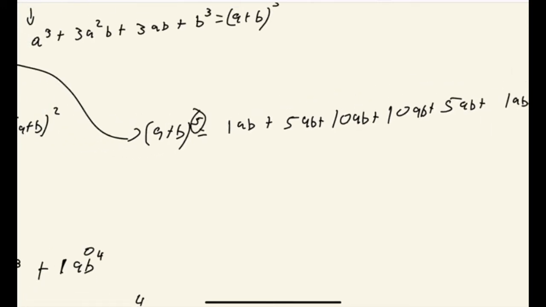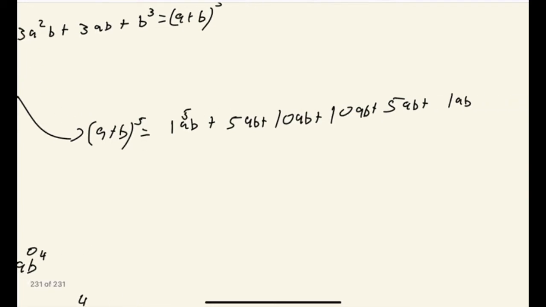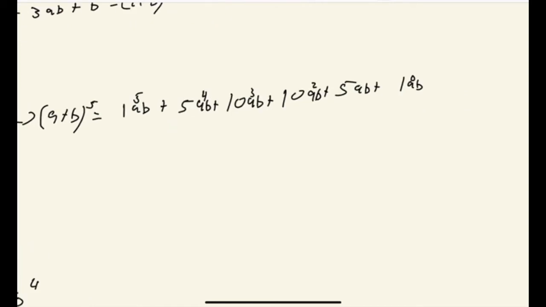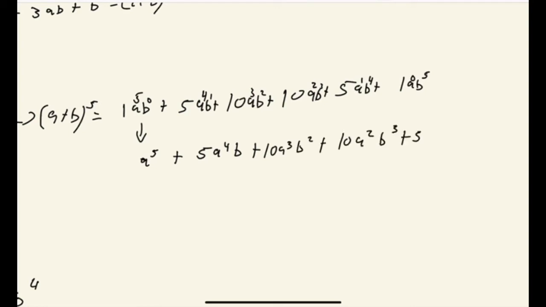And because it's to the 5th power, A is going to start with 5, and it's always going to end with 0. And then go progressively. 5, 4, 3, 2, 1, 0. On the other hand, B is going to start with 0 here. Then 0, 1, 2, 3, 4, 5. There we go. So then we get A to the 5th power plus 5 A to the 4th times B plus 10 A cubed B squared plus 10 A squared B cubed plus 5A B to the 4th power plus B to the 5th power. And this is equal to A plus B to the 5th power.